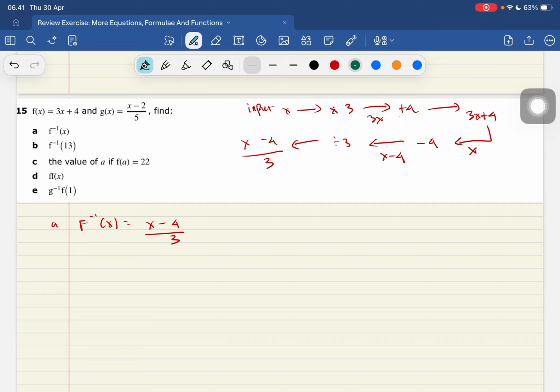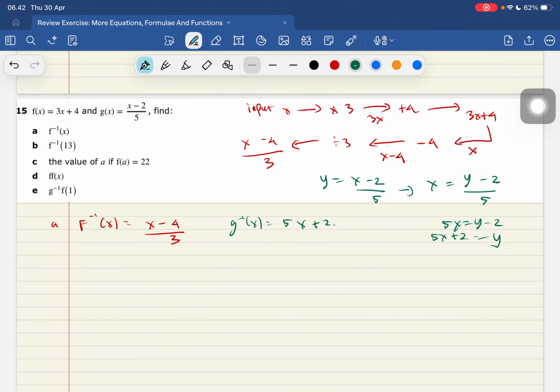Okay, I will show you another method for g. We make y equal to x minus 2 divided by 5. We change y into x and x into y. This is x equal to y minus 2 divided by 5. Okay, we can rearrange it. It's going to be 5x equal to y minus 2. And then y equal to 5x plus 2. So the g inverse x is going to be 5x plus 2.